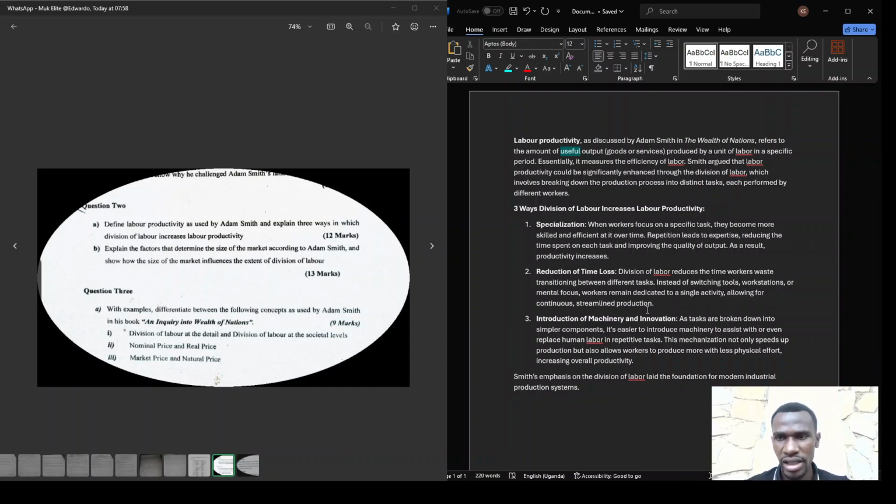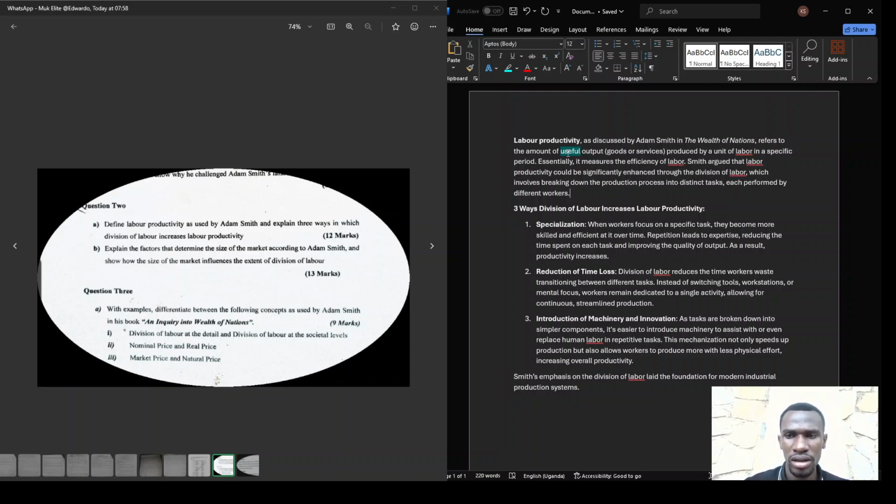So labor productivity, as discussed by Adam Smith in his book The Wealth of Nations, refers to the amount of useful output, I think you guys remember this, that it has to be useful output, and by output we are referring to goods and services produced by a unit of labor in a specified period of time. Essentially, it measures the efficiency of labor. Smith argued that labor productivity could be significantly enhanced through the division of labor, which involves breaking down the production process into clear distinct tasks, each performed by a different worker.